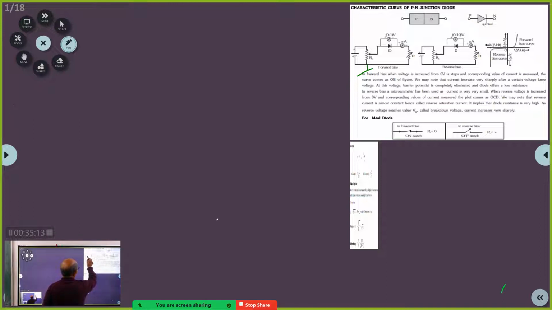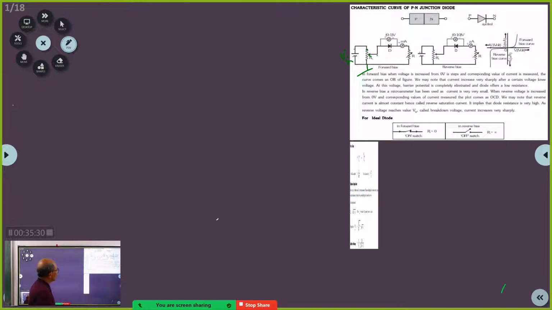So now if this wiper is here and this voltage is V in, then the voltage at this point will also be V in. If the wiper is here, the voltage here will be 0. So anywhere in between, the voltage will change. Got it?